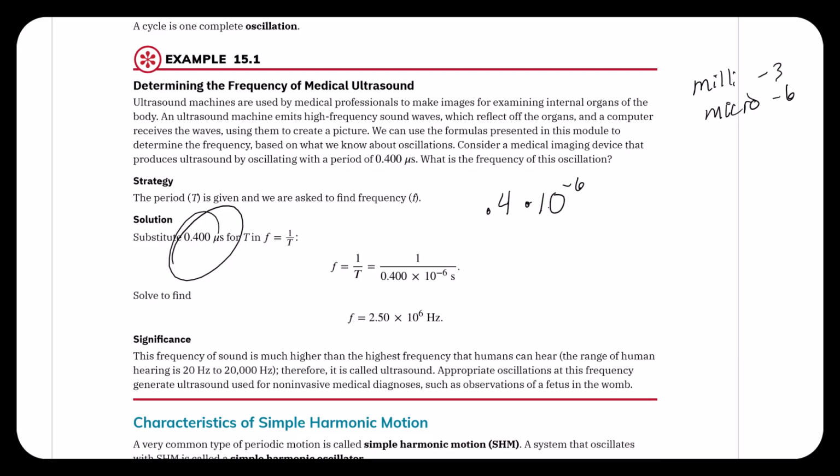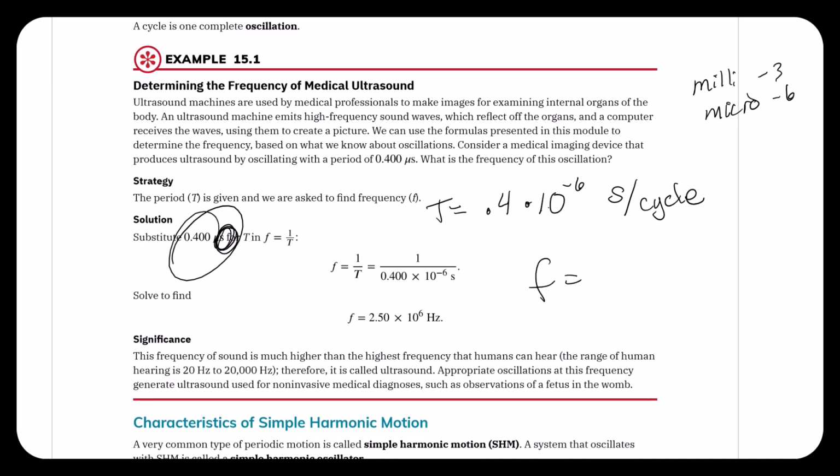So if this is the period, maybe if it helps, we can say the period is how many seconds it takes per cycle. It's going to give it to you in seconds. So it's going to say T is 0.4 times 10 to the -6 seconds per cycle.